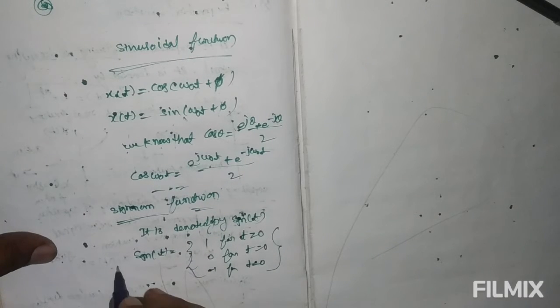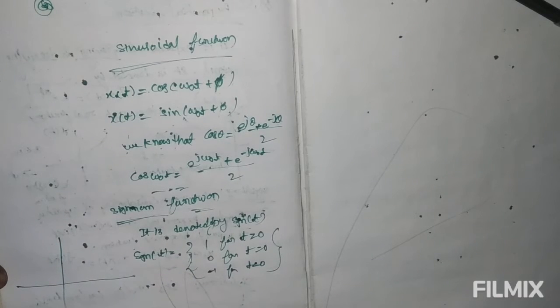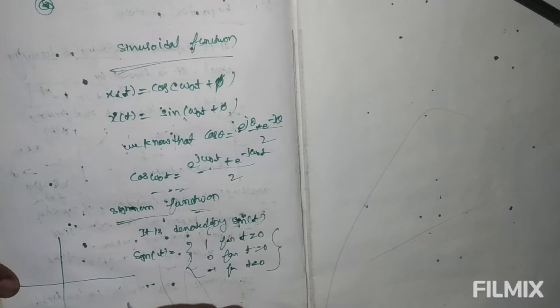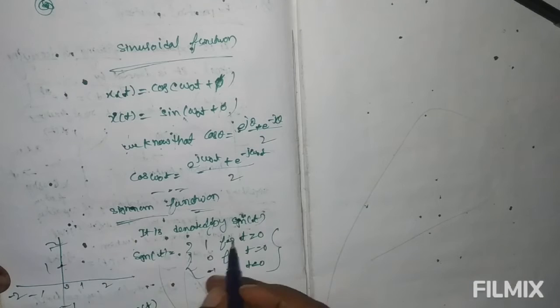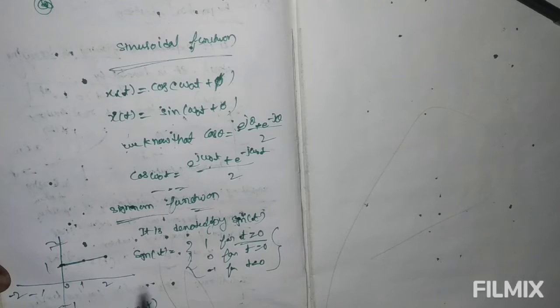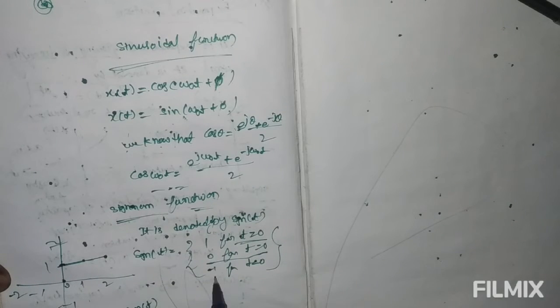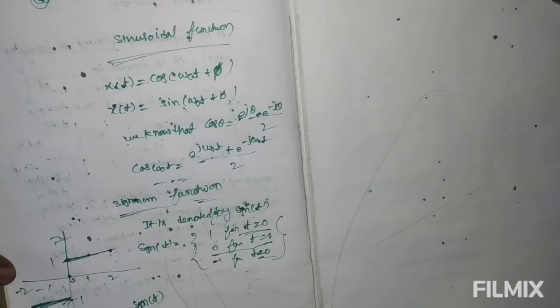The graphical representation of the signum function is sgn of t, with axes 0, 1, 2, minus 1, minus 2. For t greater than 0, the value is 1. At t equal to 0, the value is 0, and for t less than 0 the value is minus 1. This is the signum function representation.